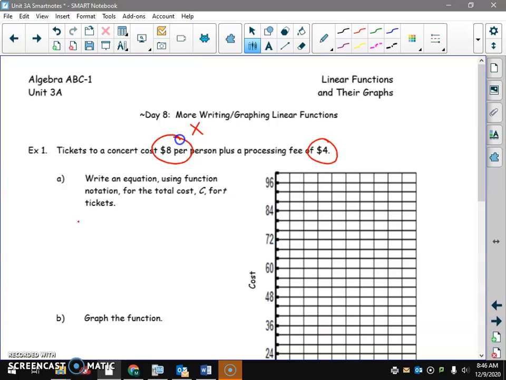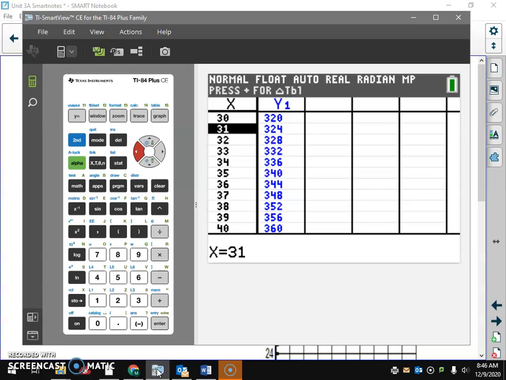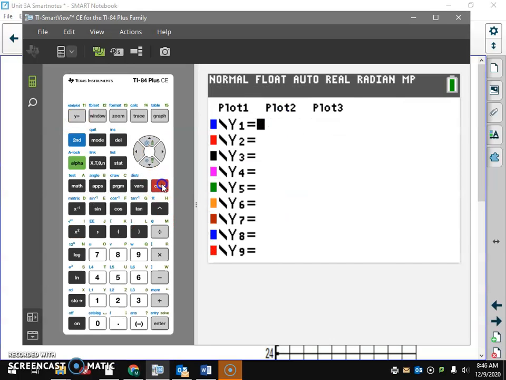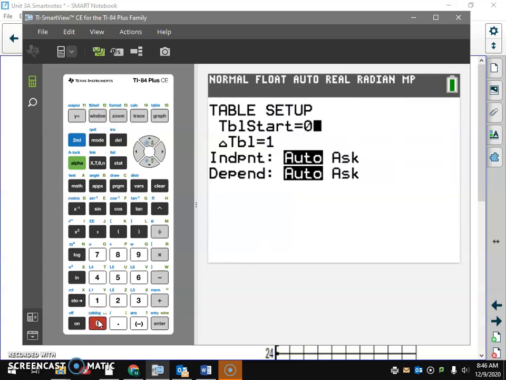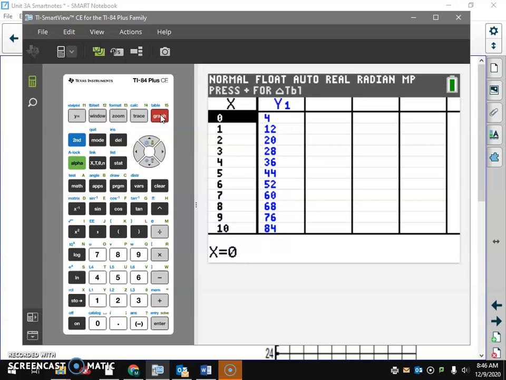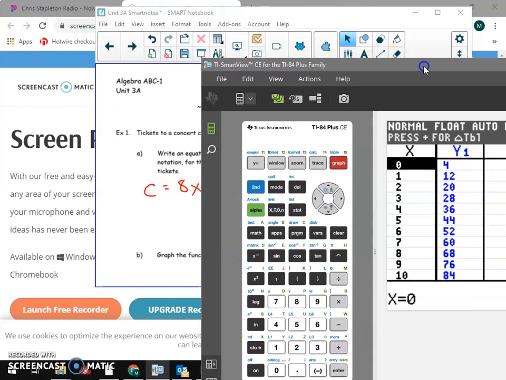So we can call it c equals or you can call it y equals. And then we have 8x, plus a processing fee of $4. So there's our function. We're now going to plug it into our calculator. Clear out anything we did have. 8x plus 4, second graph. We got a table. Let's go back, second window, back to 0, second graph.